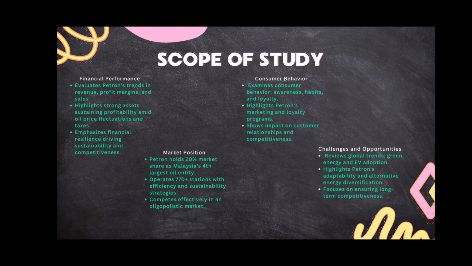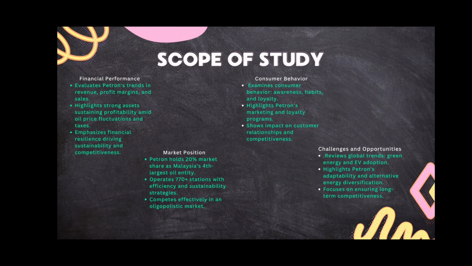The third one is consumer behavior. Examines consumer behavior such as awareness, habits, and loyalty. Highlights Petron's marketing and loyalty programs. Shows impact on customer relationship and competitiveness. The last one is challenges and opportunities. Reviews global trends such as green energy and EV adoption. Highlights Petron's adaptability and alternative energy diversification. Focuses on ensuring long-term competitiveness.